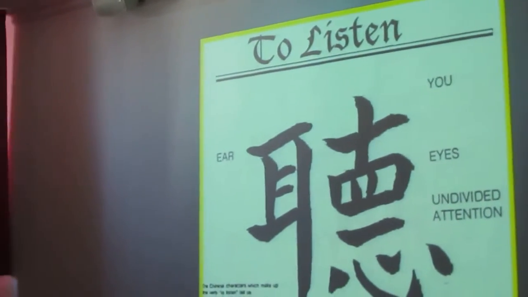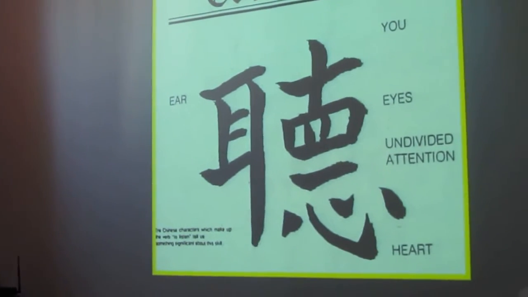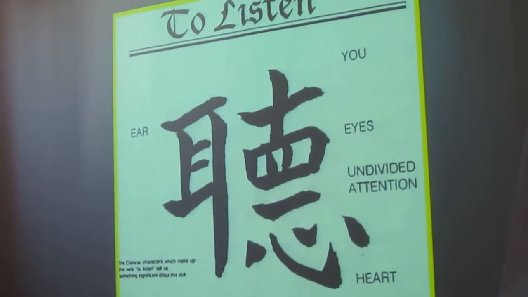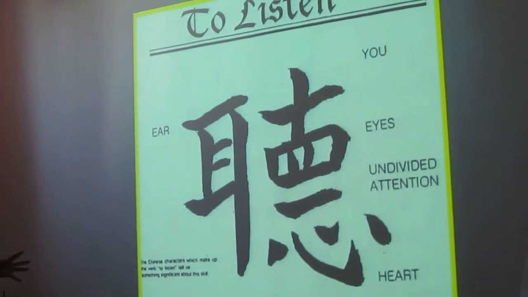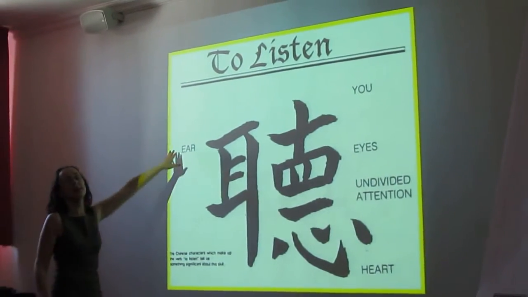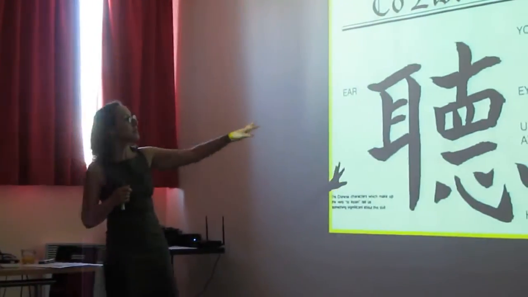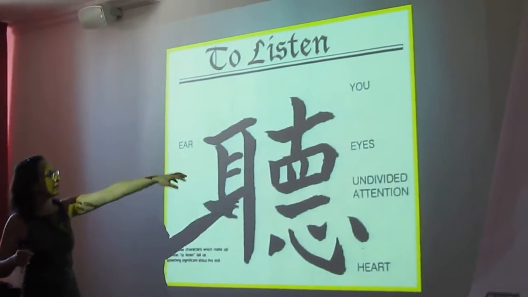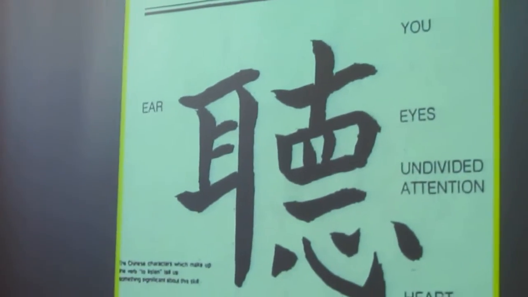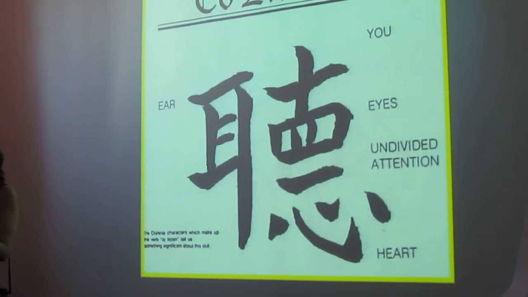So, if you remember about listening, take a Chinese character. How to say it? Character, thank you. In the character of the word listen, we can see different elements. Ears, which we already told our students to be focused on. We also talked about eyes. Eye contact is important. Undivided attention. There are also two more elements, heart and you, another person.